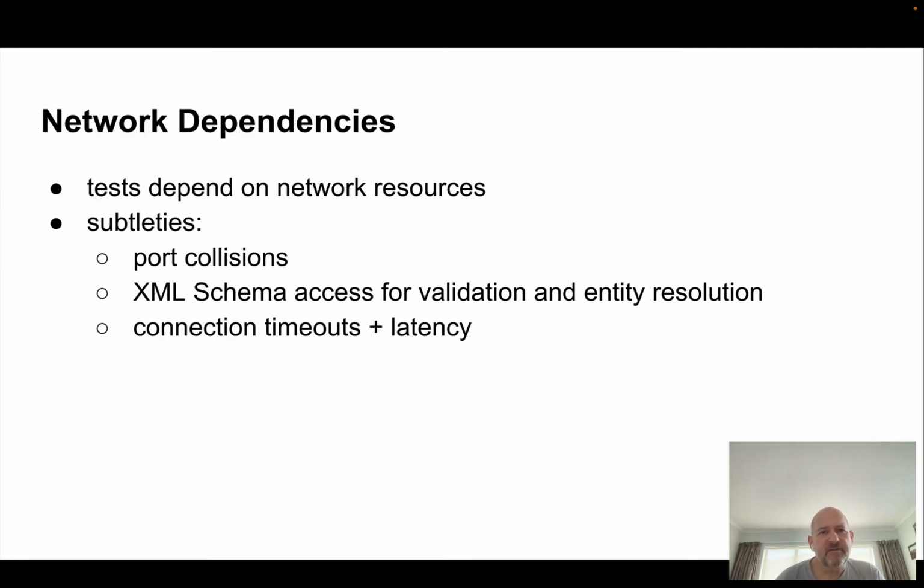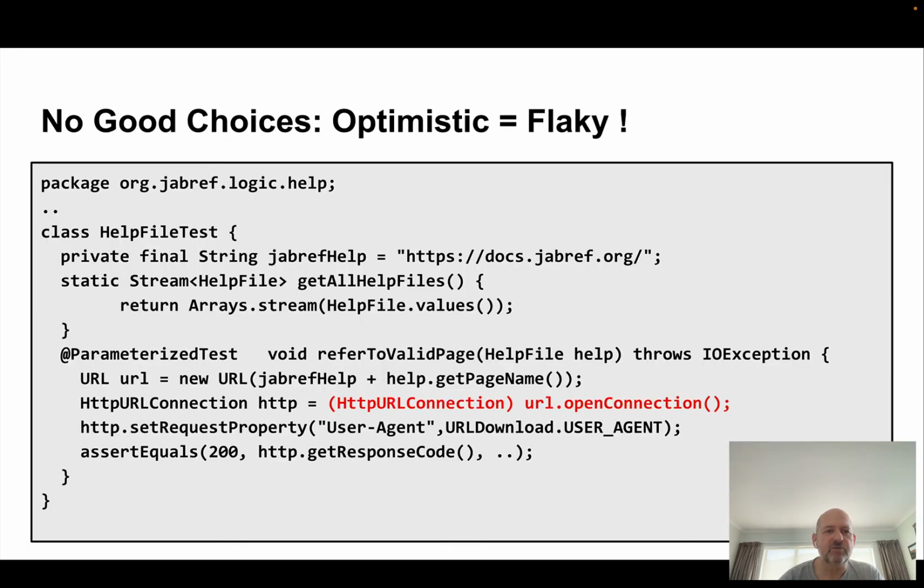So we implemented that for one particular scenario, and that is tests that depend on network resources. There are some subtleties in there, how test dependencies on network resources manifest. For instance, it might be caused by port collisions, XML schema access for validation and entity resolution, connection timeouts, and latency issues. We found a couple of examples where that's being used, so it seems to be rather common to have tests depending on network resources. And if they do, then there are actually no good options for developers.